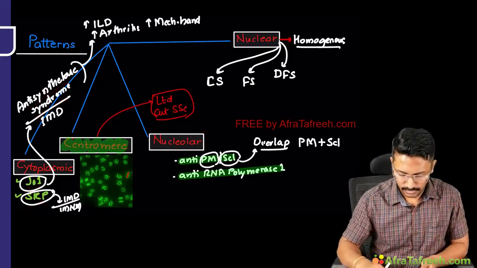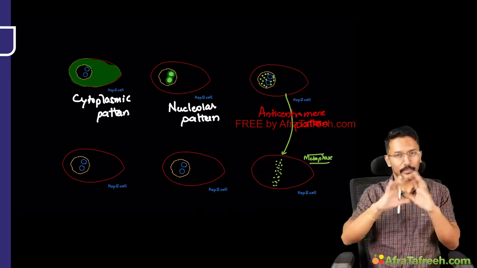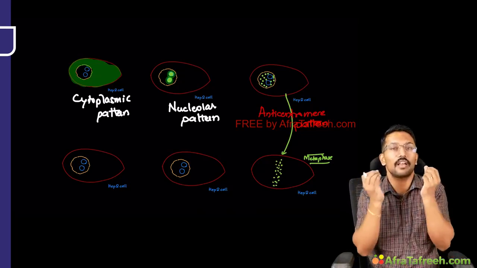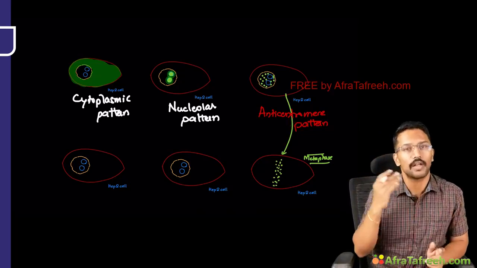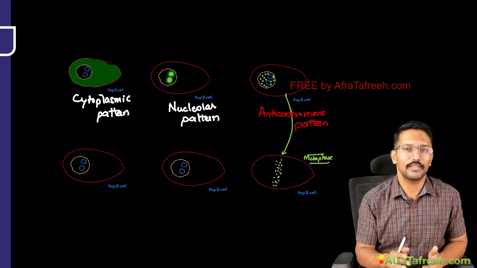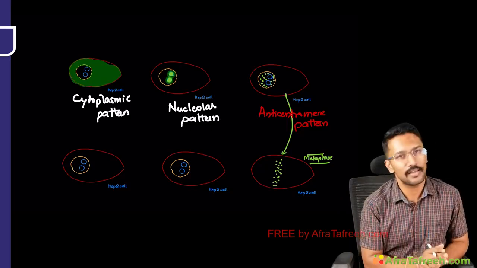Clear? I hope you have clarity about the patterns now. So basically, when I say pattern, it is the immunofluorescent pattern, and we are only getting a rough guess or rough clues about what antibody could be there as a reason for ANA positivity. But a definite answer is only possible when you get the ANA profile done.